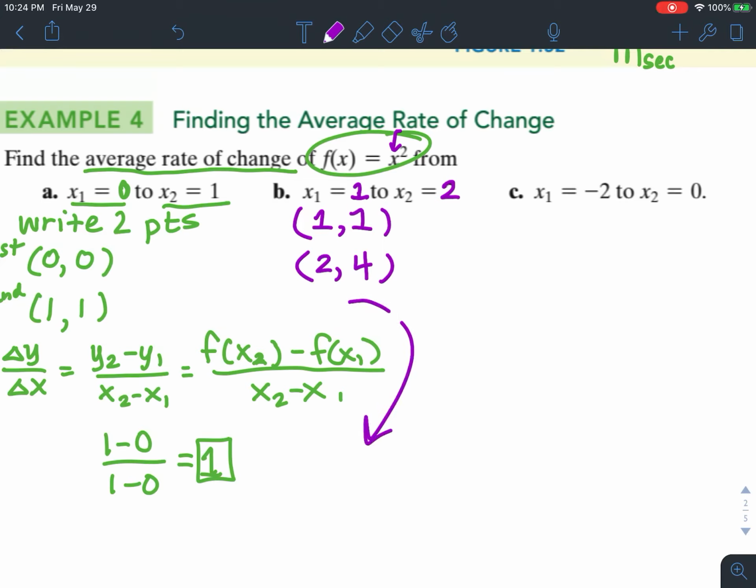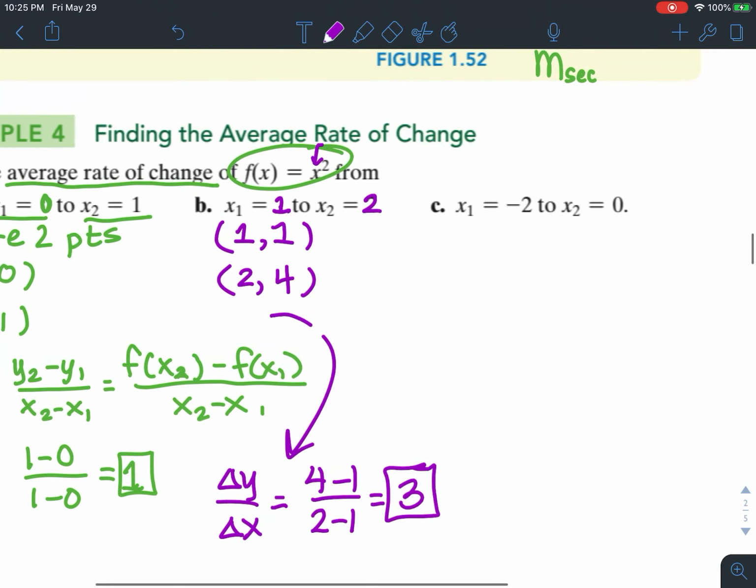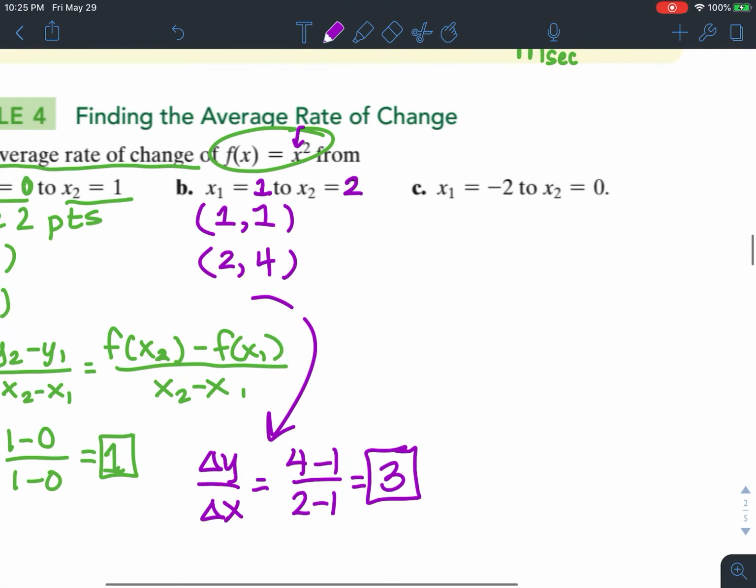So I'm just going to skip down here. So our change in y is going to be 4 minus 1. Change in x is going to be 2 minus 1. So that's going to give us an average rate of change of 3. Now, why did it change? Let's think about that. I've got some pictures in a second.